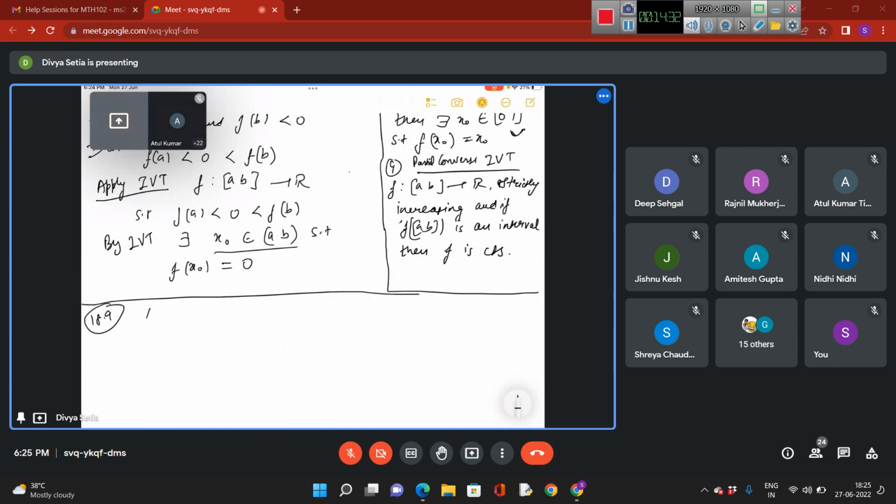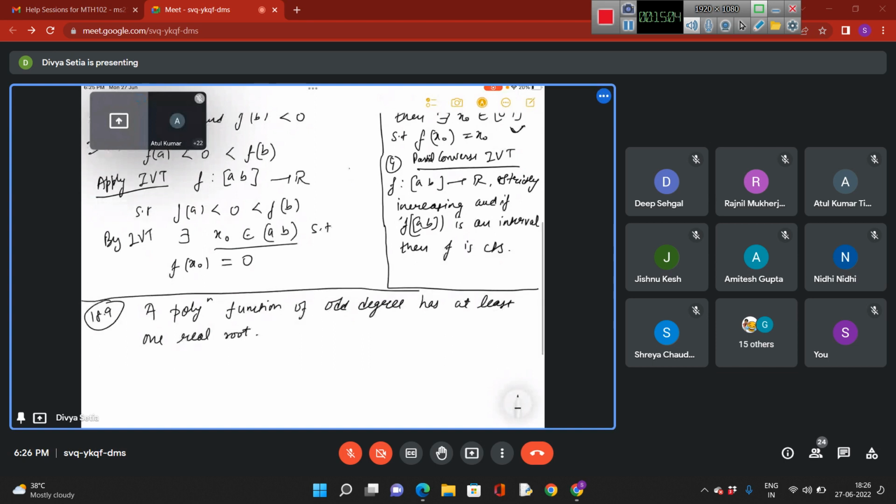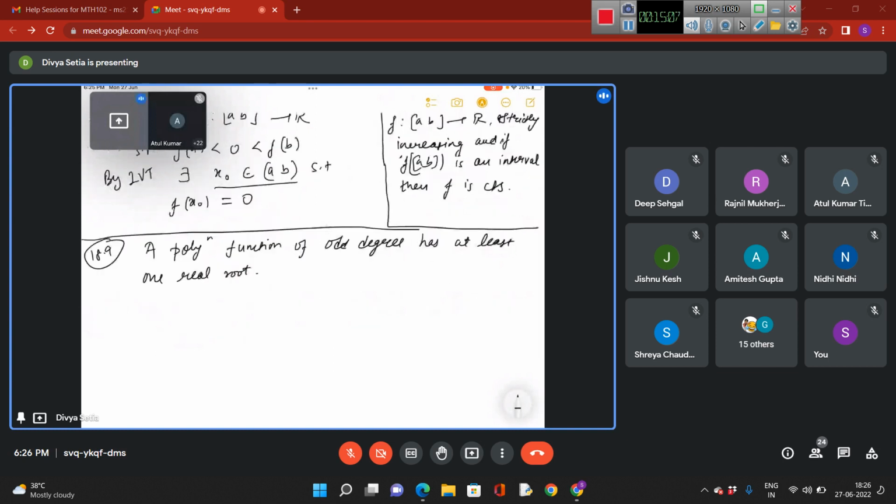Exercise 18.9 says that suppose you have a polynomial function of odd degree. A polynomial function of odd degree has at least one real root. So, is the statement clear? What do you want to prove?